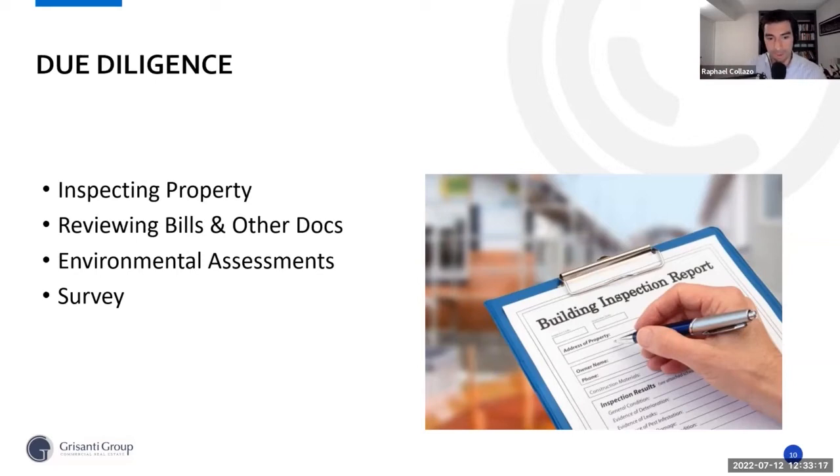Along with that, I encourage people to review bills and other documents that may be pertinent to the transaction. You want to make sure you understand what your monthly electric bill is going to be, maybe water use, especially if the property was used for a similar use in the past. That could give you a pretty good idea of what your ongoing expenses are going to be on that front.